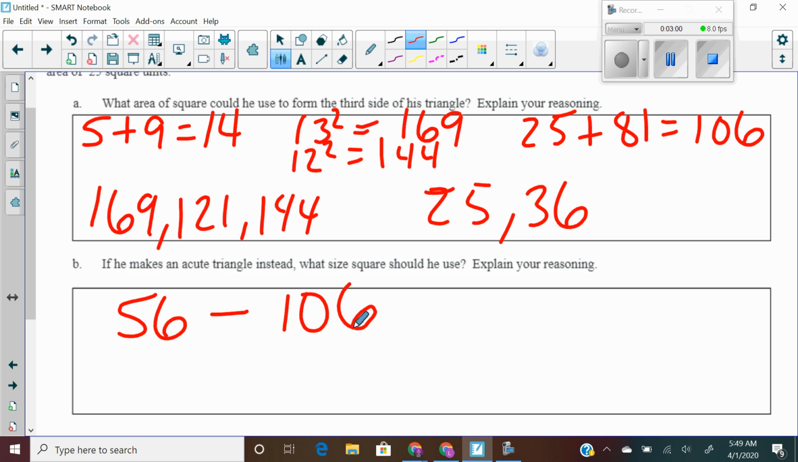So the side length of 9 would work, because 5 plus 9 is 14, and it's greater than 9. Okay, so it works. And 9 squared is 81. 106 is greater than 81, which is going to make an acute triangle.